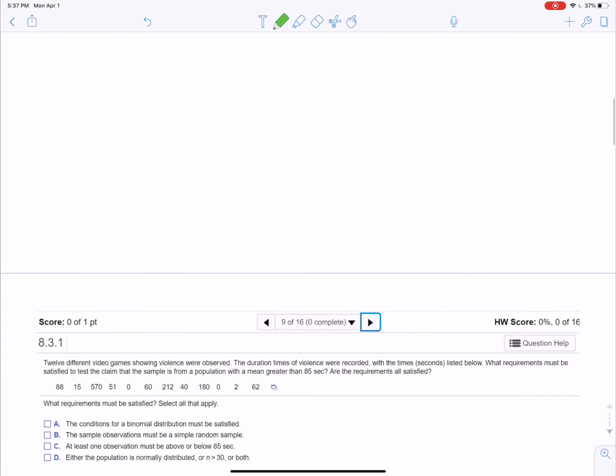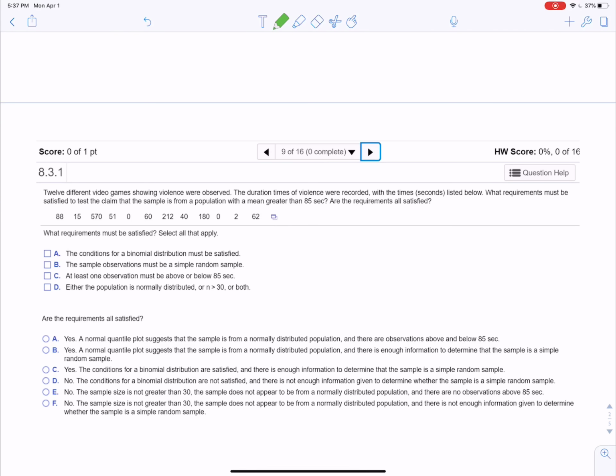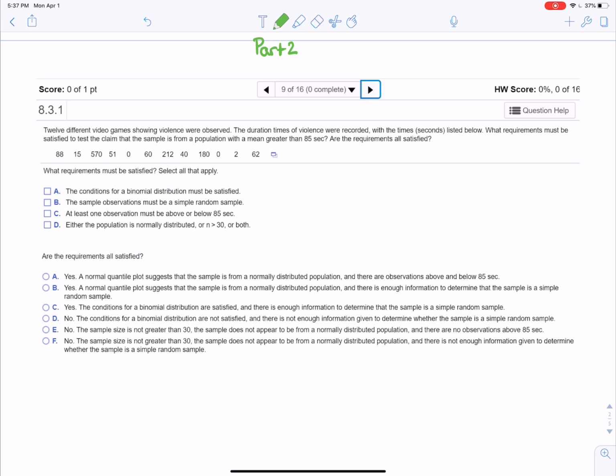The rest of the questions that the class seemed to struggle with were from our Chapter 8 homework, Part 2. So we're going to look at number 9. Take a minute to read through the question. They're not actually asking us to do any math here. They're asking us about the requirements. The first set of requirements they're asking is what requirements must be satisfied to actually test the claim. And there are 2 requirements that have to be satisfied.